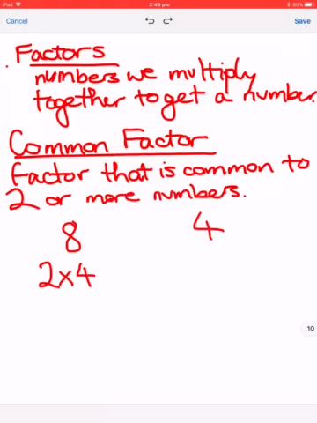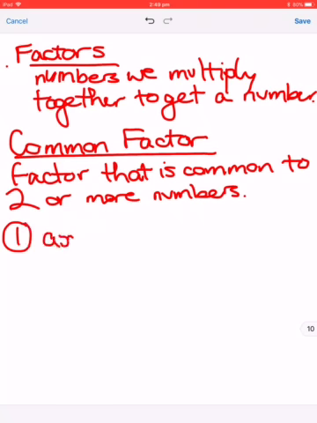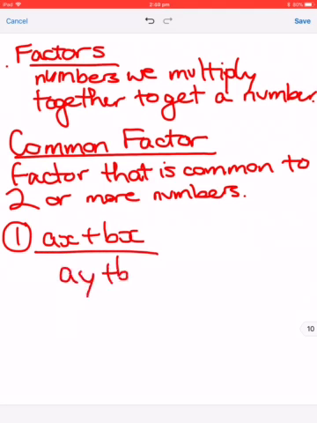Now, let's do some examples. So, first example, we've got AX plus BX divided by AY plus BY.